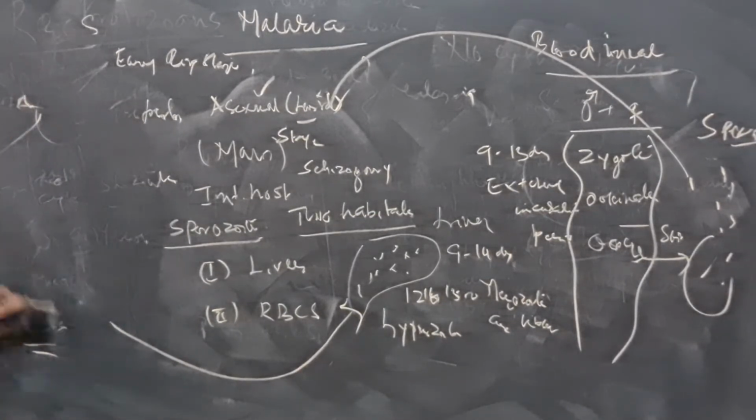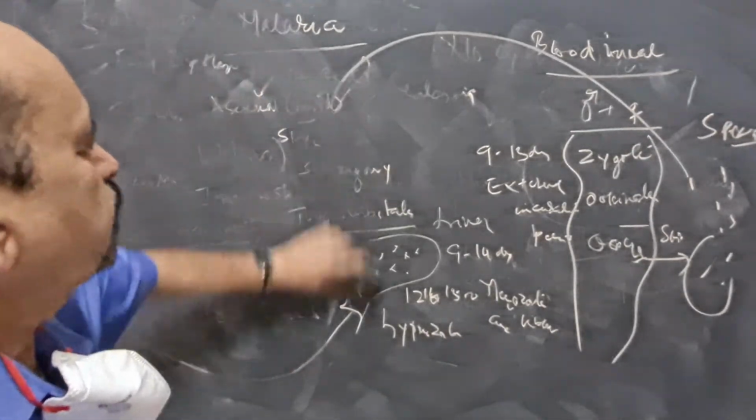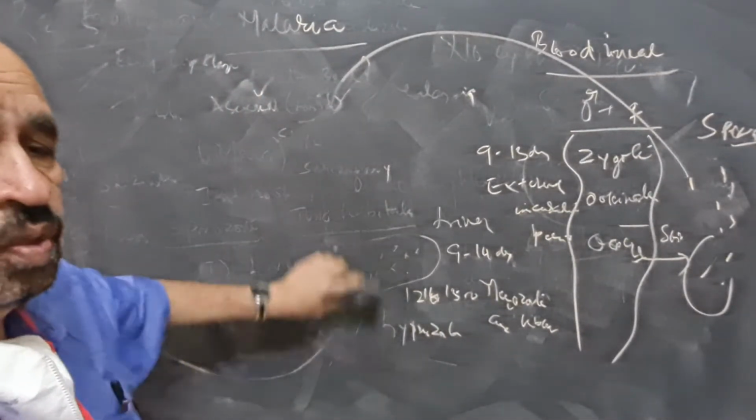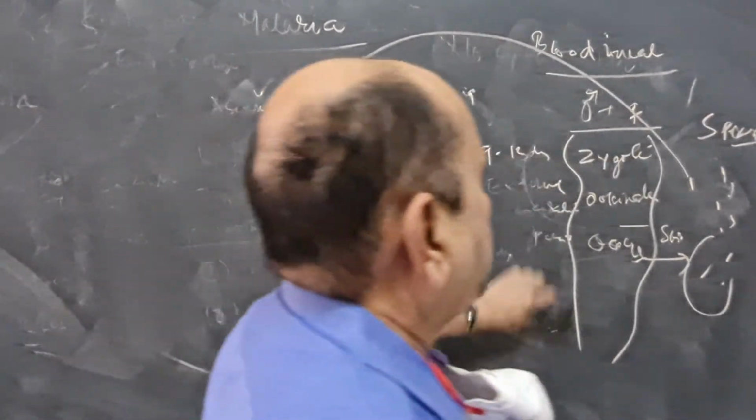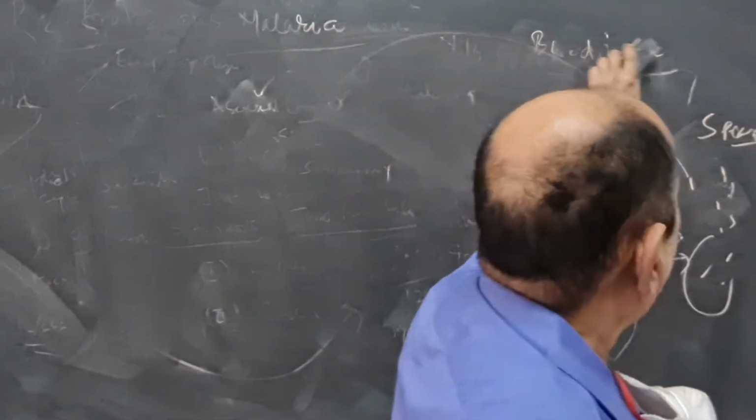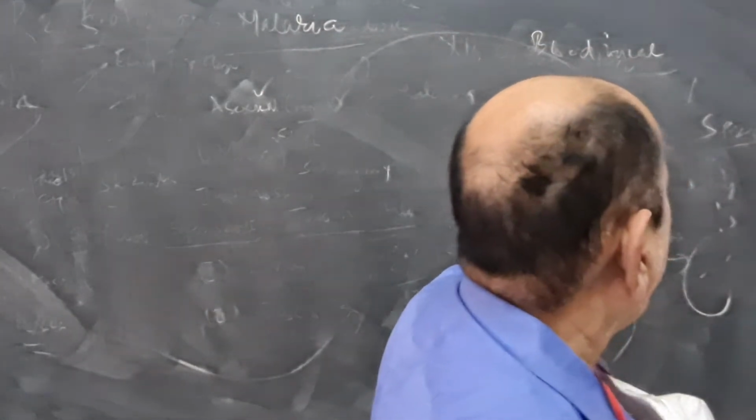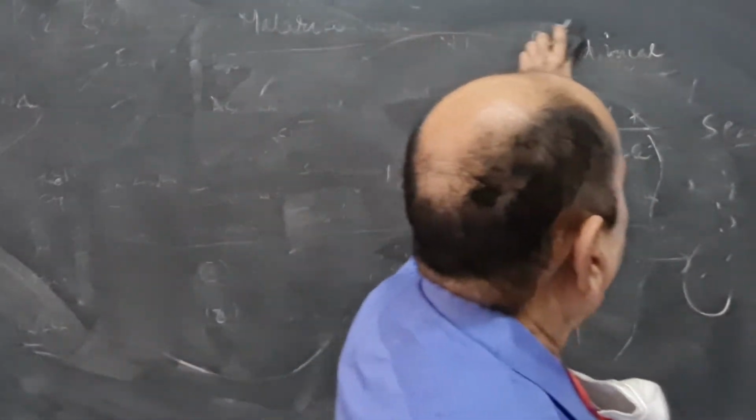Laboratory diagnosis of the malarial parasite. Get some malarial parasite from the hospital and show them. We have to make the smear and do the Leishman stain, as we do for WBCs. We have to do thick and thin smears.